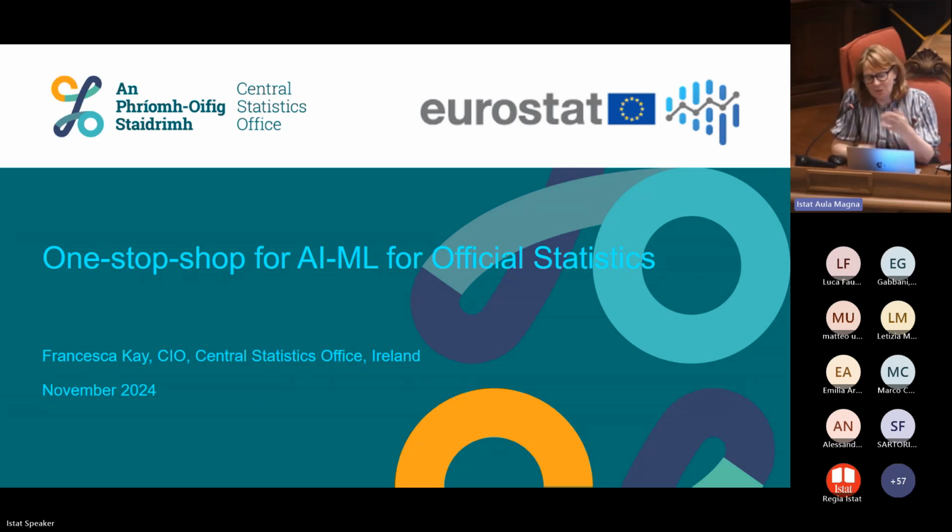For those that don't know me, you can see I do have an Italian name, Francesca. I am known as Frankie though, so my mother hates that. But if you wish to call me Francesca, especially as I'm in Italy, that's fine with me. I'm the Chief Information Officer at the Central Statistics Office, but I do also within my remit look after methodology and data science and AI and machine learning, hence my presence here today.